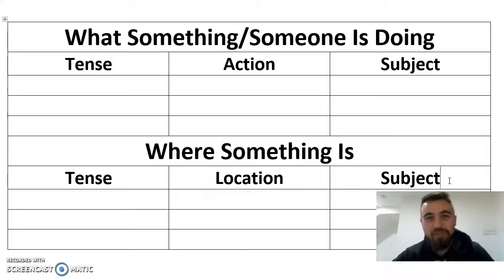So what I really wanted this to do is to help you be able to identify, even if you don't really know what's being talked about or what's being said in the text that you're reading, that you might come across this, but you can at least start to identify what is actually happening. So in one case we're talking about something or someone doing something, and then the next one we're talking about the location of something.